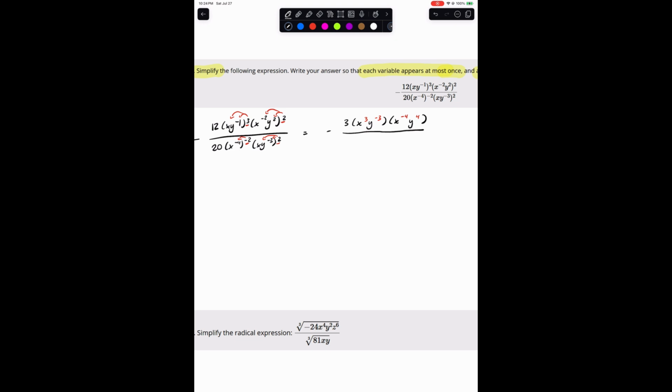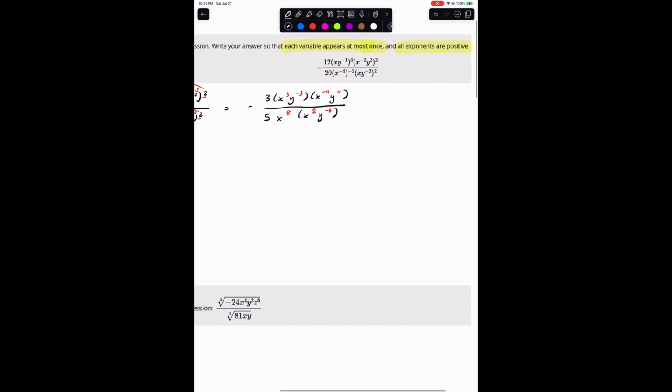For our denominator, we get 5 instead, where we divide by 4. And for our x, it becomes x to the 8th, negative 4 times negative 2. Next term, it's x squared, 1 times 2. And then y to the negative 6, negative 3 times 2.